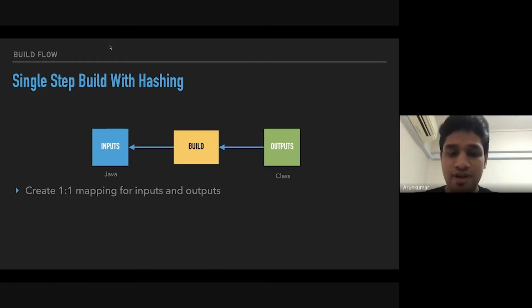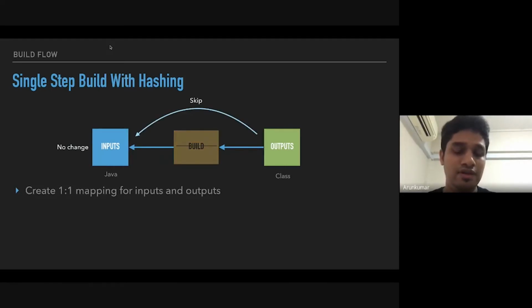So if the Java file did not change at all, we don't need to do this work, right? There is no change in the input. So what we can say is that we can skip the build process altogether. We'll probably save a lot of time. We do the build once, we don't change anything, and then we build again, and the build finishes magically very fast, probably in a couple of milliseconds.